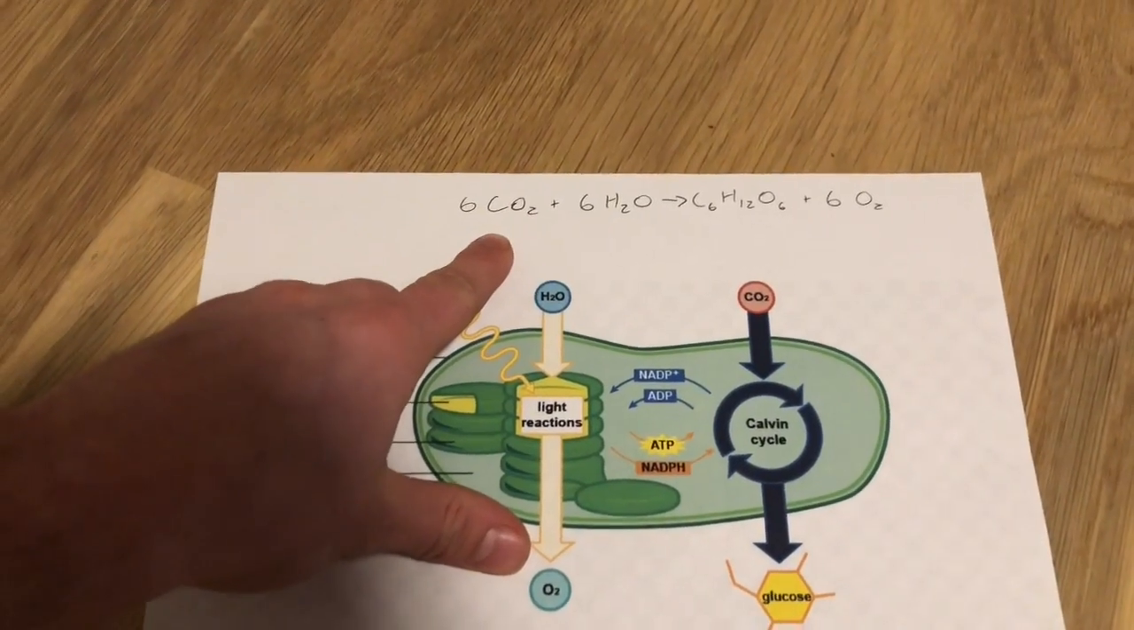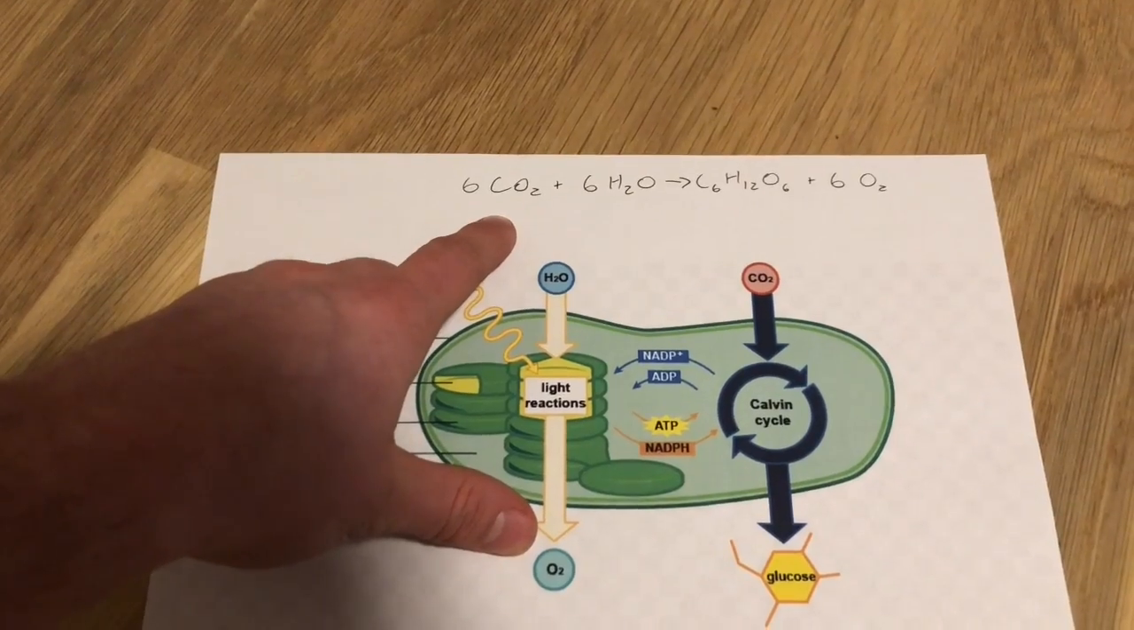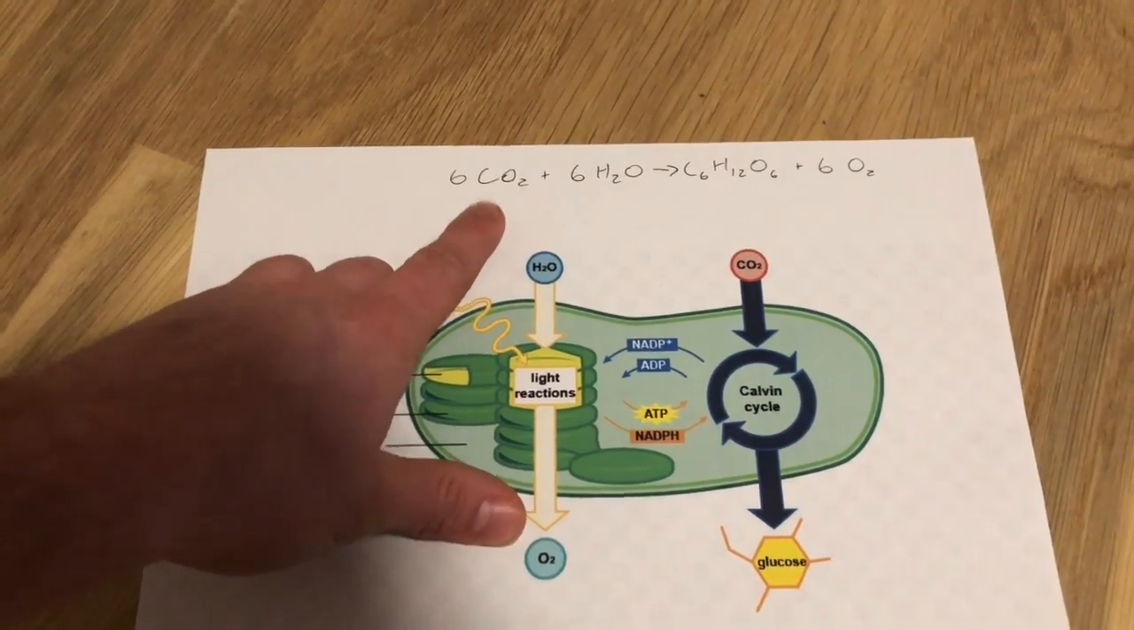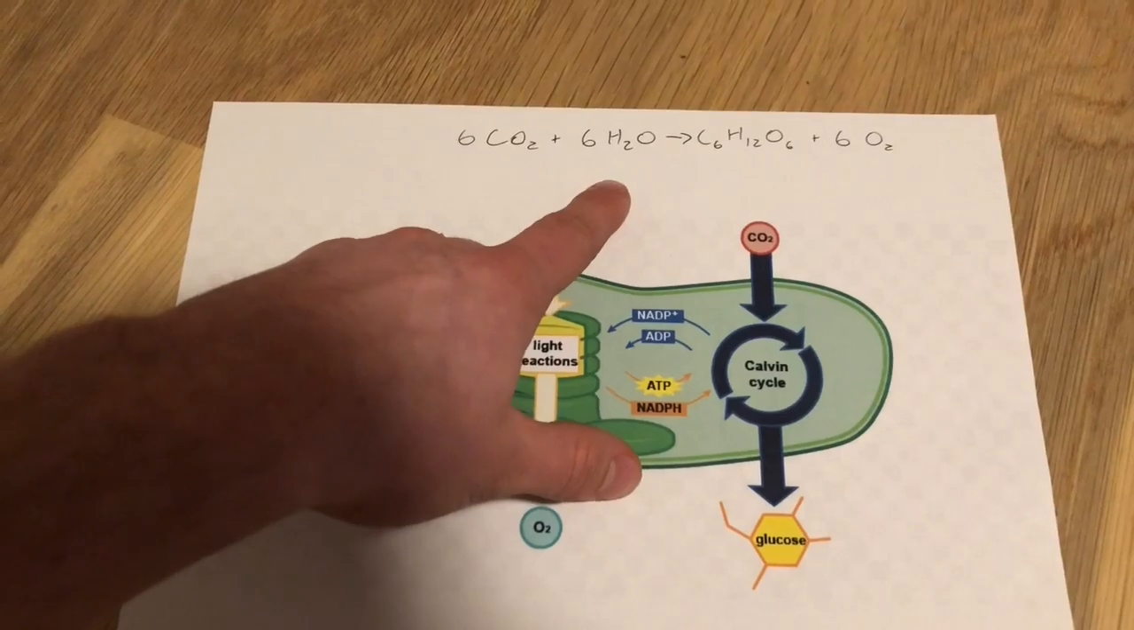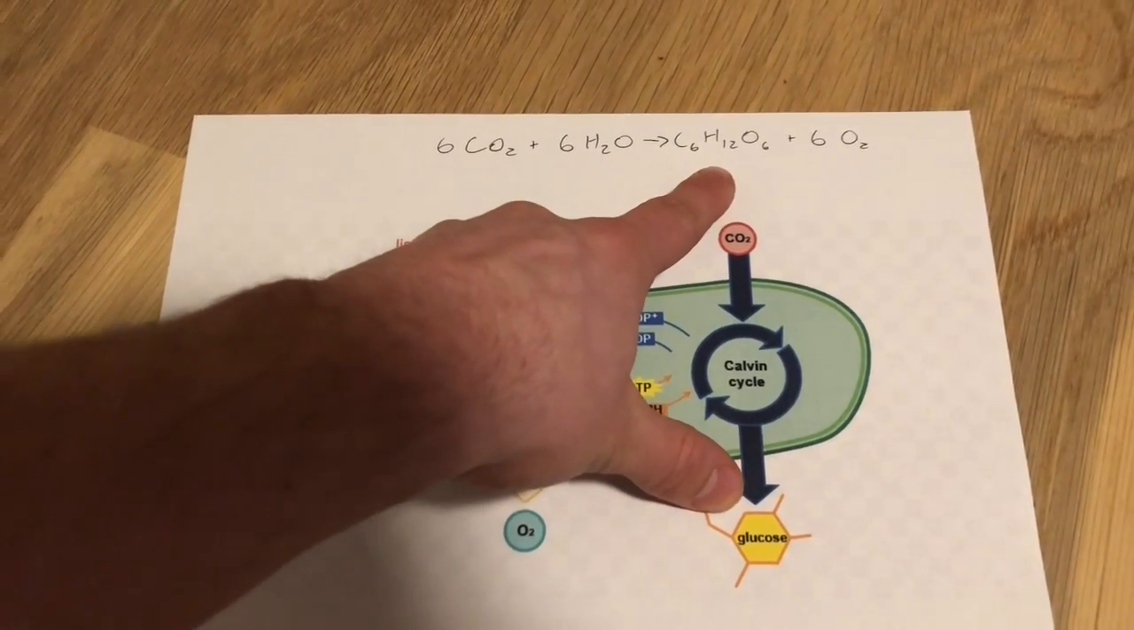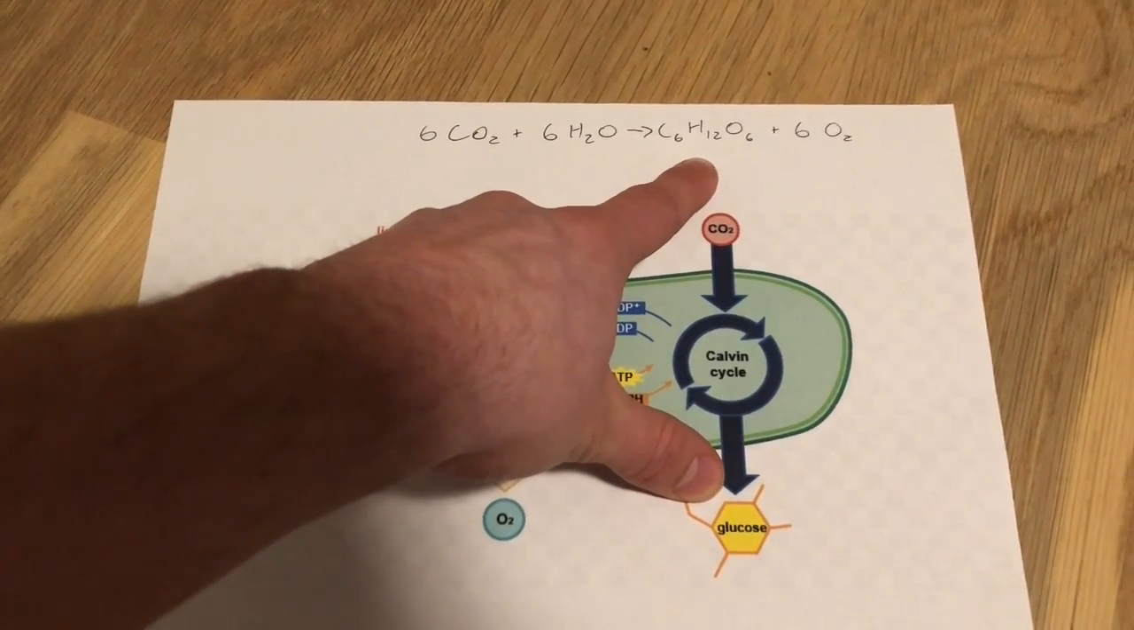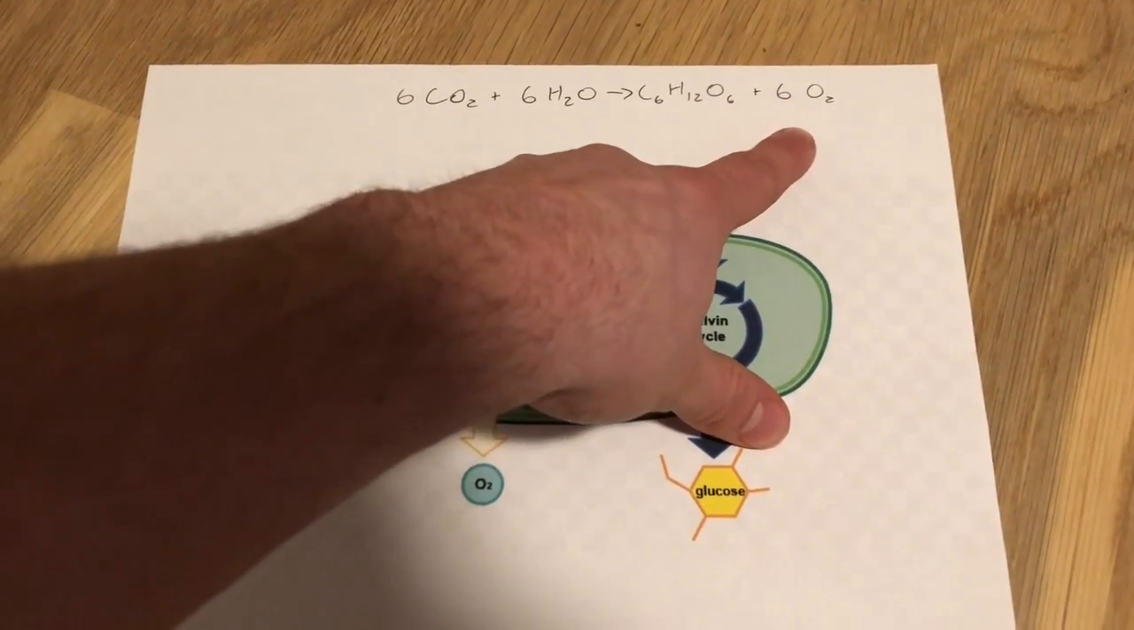This is the chemical equation for photosynthesis. 6 CO2 plus 6 H2O ends up as C6H12O6 plus 6 O2.